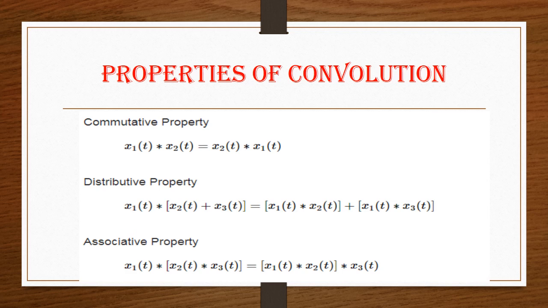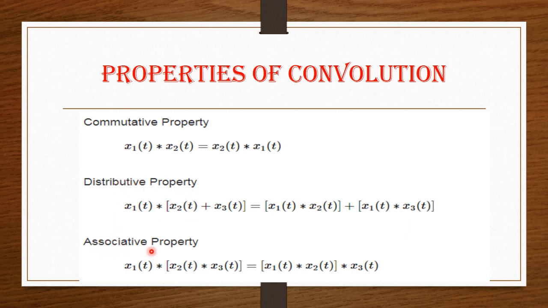The next one is properties of convolution. There are three important properties: the first one is the commutative property, the second one is the distributive property, and the third one is the associative property. Commutative property means x1 of t convolution x2 of t is equivalent to x2 of t convolution x1 of t. That means if we interchange the terms, you will get the same answer. Then the distributive property: x1 of t convolution of x2 of t plus x3 of t can be written as x1 of t convolution x2 of t plus x1 of t convolution x3 of t. This is called the distributive property.